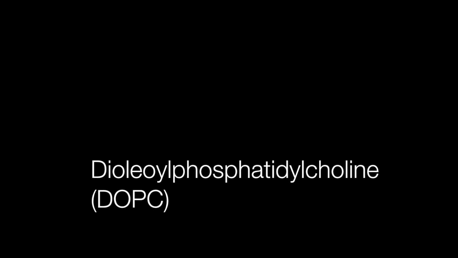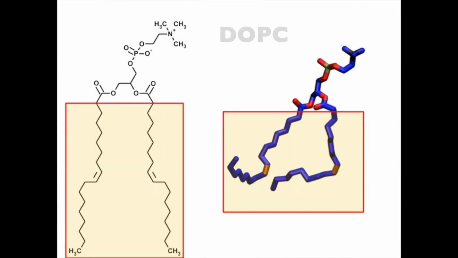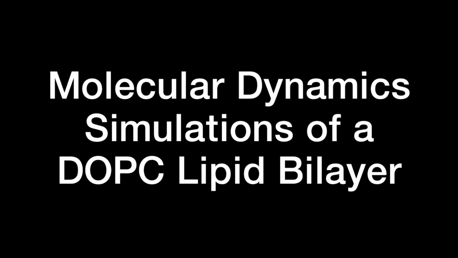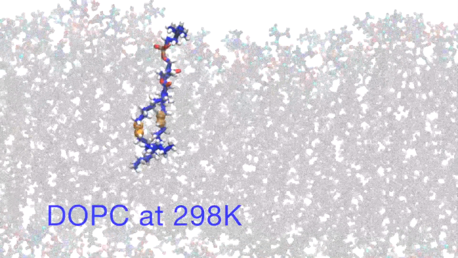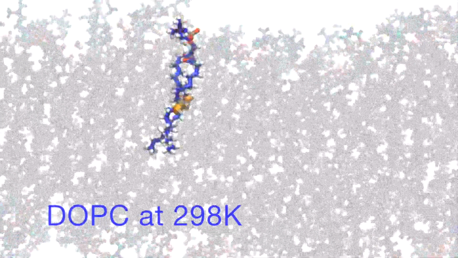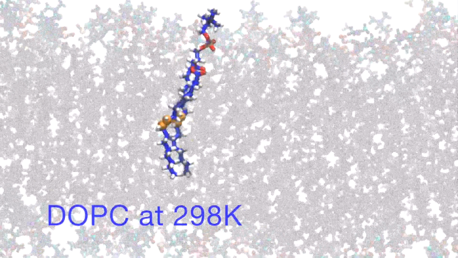DOPC is an unsaturated phospholipid that has a similar tail length to DPPC, the main difference being the presence of a single cis double bond in each tail, which are highlighted in orange in the animations we'll show. Here we have simulated a DOPC bilayer at 323 Kelvin. As these simulations show, this monounsaturated tail phospholipid is fluid at both high temperatures and at room temperature, just like olive oil, which is high in unsaturated fatty acyl triglycerides.